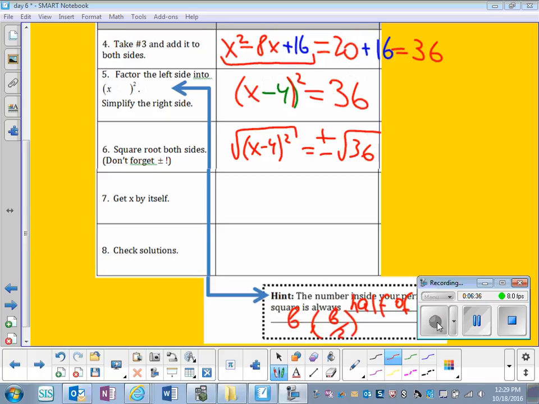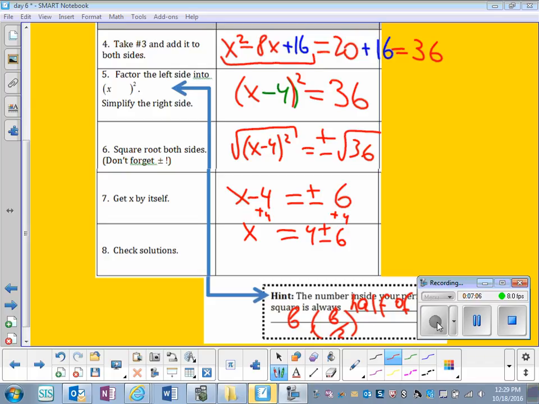Okay. So the square root of (x minus 4) squared is what? X minus 4 equals plus or minus, what is the square root of 36? 6. I need to get my x by itself. I need to solve for x. So what do I do? I add 4. So plus 4 and plus 4. I have x equals 4 plus or minus 6.